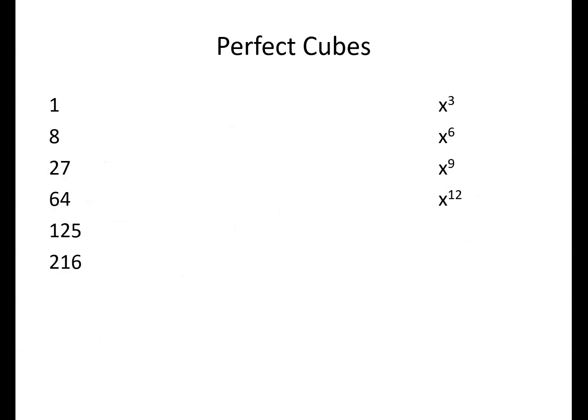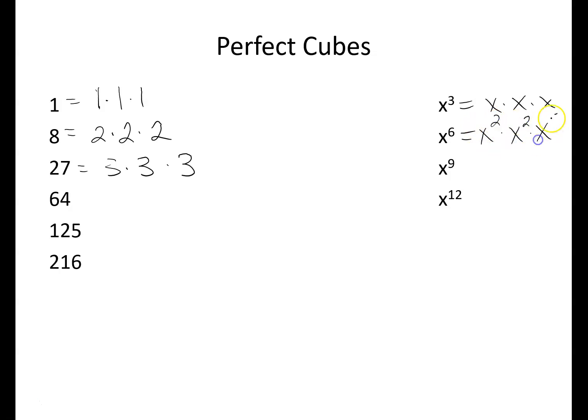Let's move on to cubes. Here is a short list of numbers that are perfect cubes and variables. So let's start on the left side with the numbers. 1 is a perfect cube because if you take 1 times 1 times 1, you get 1. 8 is a perfect cube because you get it from 2 times 2 times 2, and of course we could keep going down through the list. Same thing for variables. X cubed would be x times x times x. X to the 6, x squared times x squared times x squared.